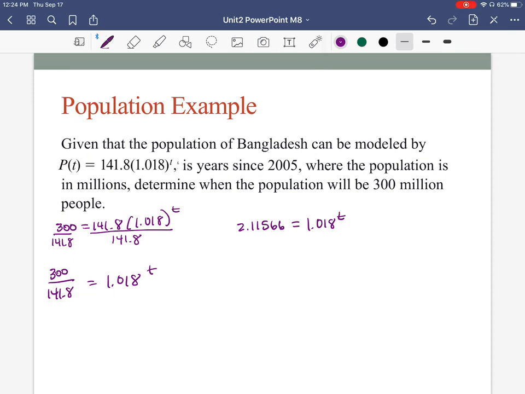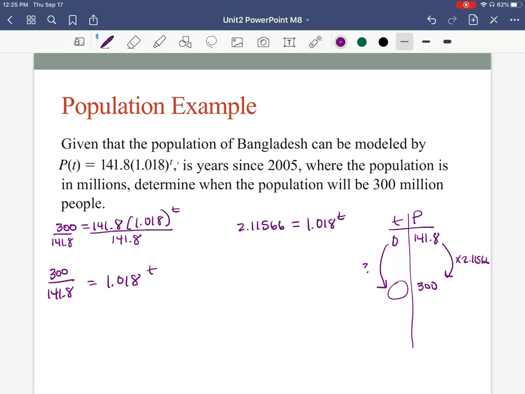Really this equation on the right side is wanting us to answer the question of how many one-year factors do we need to get to that two-year factor. If we think about it on a table, with t and p, we know in 2005 the population is 141.8. At some point it's 300, right? So now we found that this is 2.11566. We want to know how many one-year factors we need to multiply by to get to this answer. And so now we actually have logs that we can use to help solve this equation algebraically as opposed to graphically.